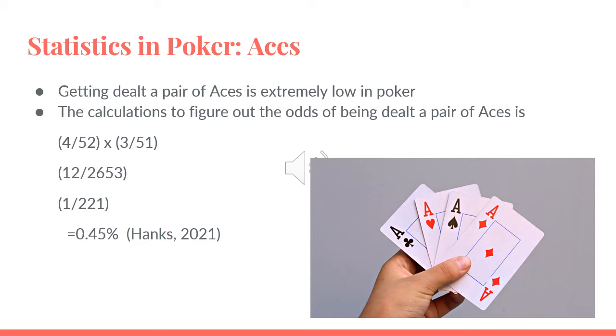So the next step from there, after you do those calculations, you're left with 12 divided by 2,652, and from there you get 1 divided by 221, which makes your percentage of being dealt a pair of aces 0.45%, which is extremely low. So you'd be very lucky to get dealt a pair of aces.